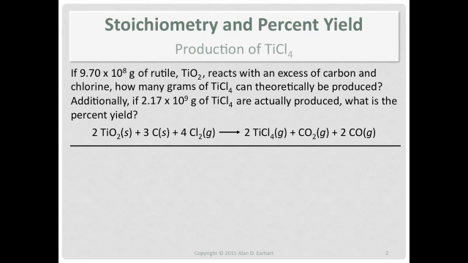We're given a certain mass of rutile, titanium 4 oxide, and we're going to react it with carbon and chlorine in order to calculate the mass of titanium 4 chloride that we can produce. Now, there's some more information that talks about the actual amount of titanium 4 chloride that's produced. And we're going to calculate the percent yield based on all that information.